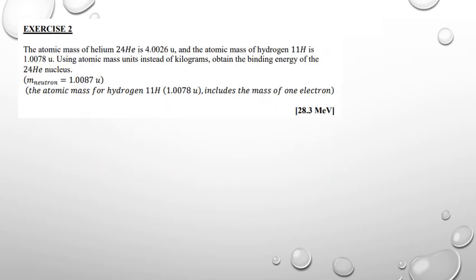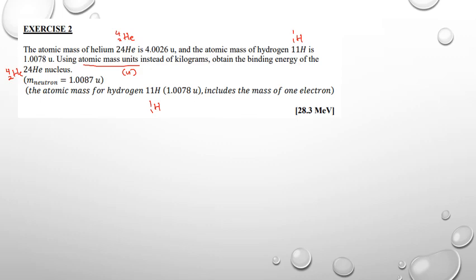Exercise 2. The atomic mass of helium, 4,2 He, is 4.0026 u, and the atomic mass of hydrogen, 1,1 H, is 1.0078 u. The question wants you to use atomic mass unit u instead of kilogram to obtain the binding energy of the helium nucleus. Given M neutron is 1.0087 u, and the atomic mass of hydrogen 1,1 H is 1.0078 u.